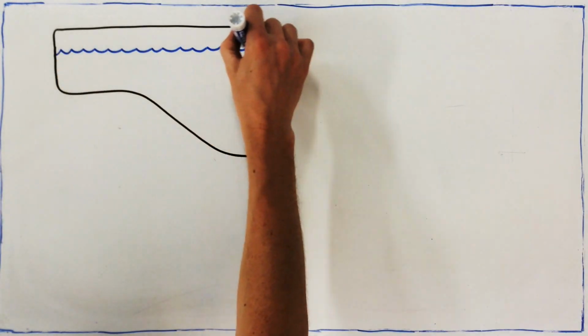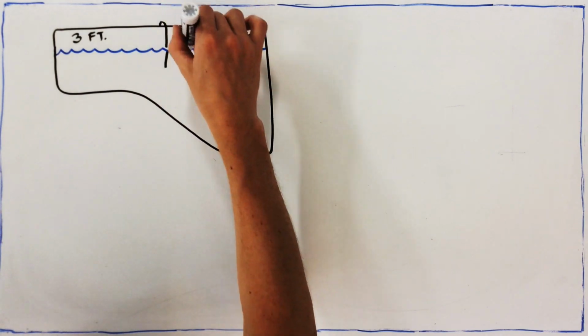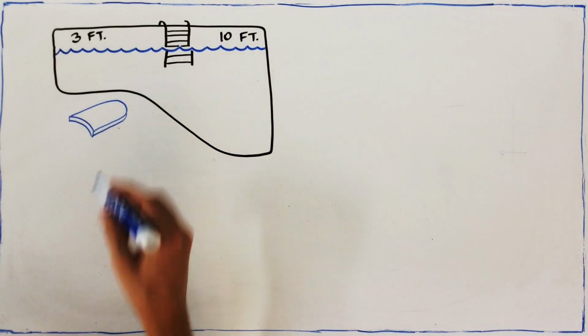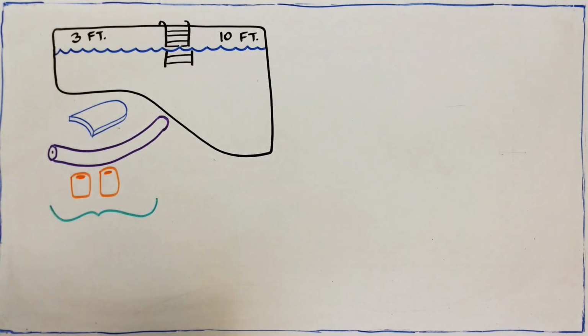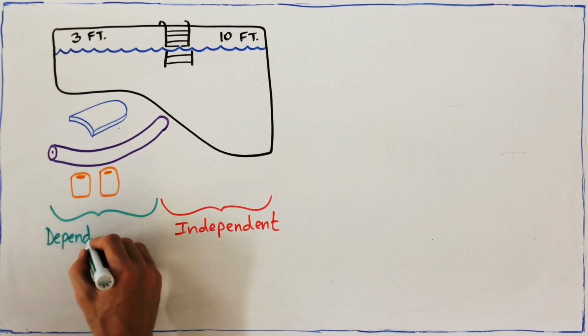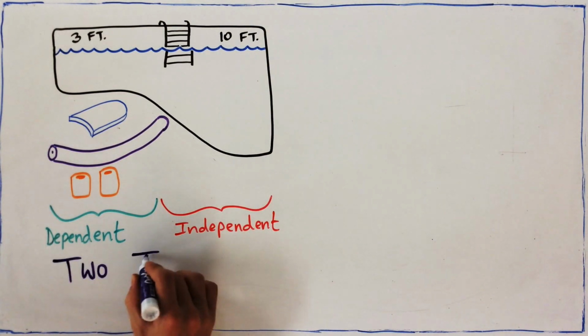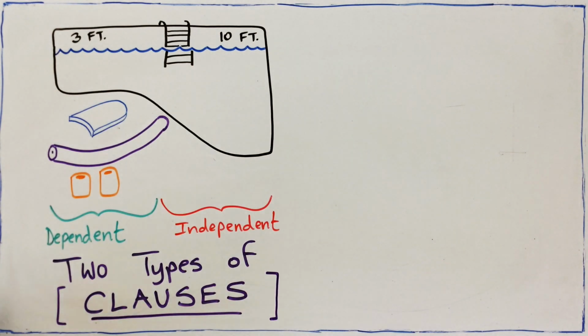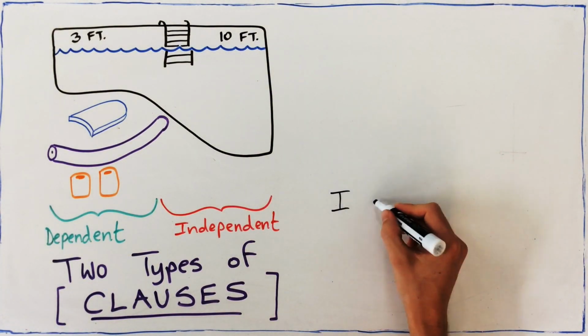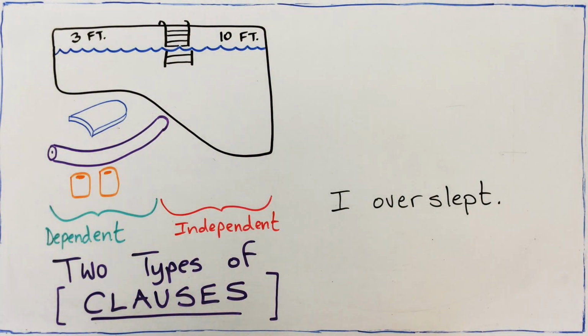Think about a swimming pool with a shallow end and a deep end. If you are able to handle yourself in the deep end of the pool, we might call you an independent swimmer. You can swim all by yourself. But if you're not an independent swimmer, you're inevitably a dependent swimmer, because you depend either on the shallow water or a kickboard or a noodle or water wings to be safe in the pool. There are only two types of clauses in our English language, and they have the exact same names as these two types of swimmers. Independent clauses can be sentences all by themselves, and dependent clauses cannot.